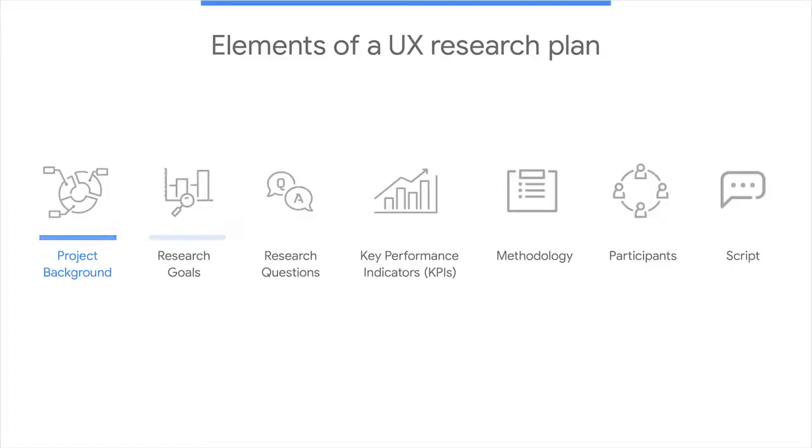Ready to start our journey through a UX research study? Let's explore the first step, planning the study. Like any good explorer, you need to have a plan for where you're headed. There are 7 elements that your plan should include: the project background, the research goals, the detailed research questions, the key performance indicators or KPIs, the methodology, the participants, and the script or questions you'll ask participants. Let's break them down.